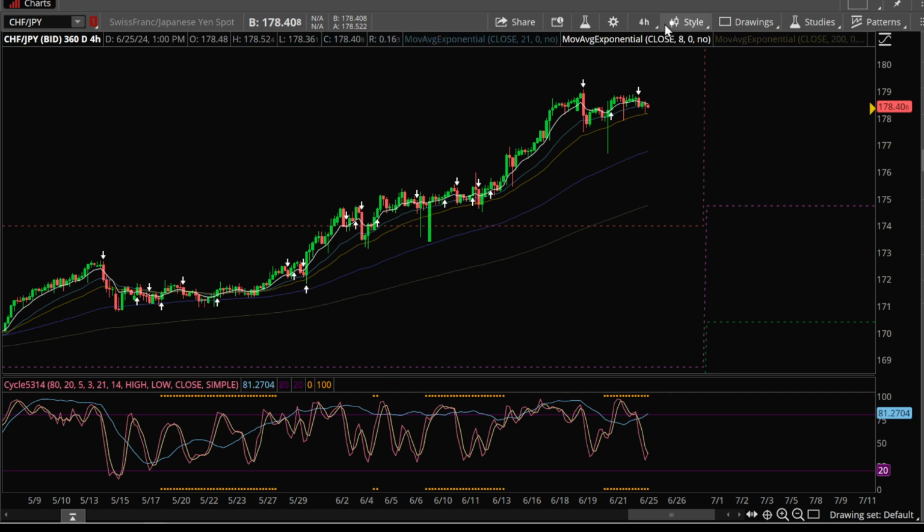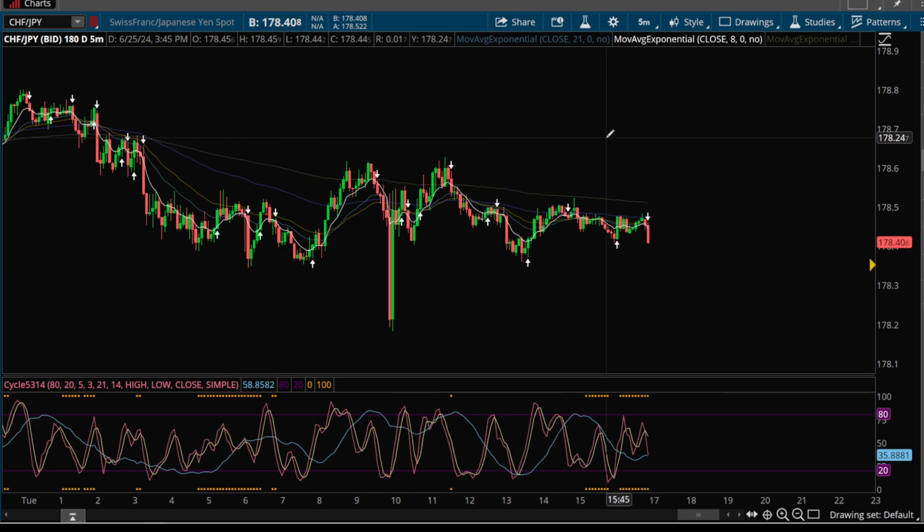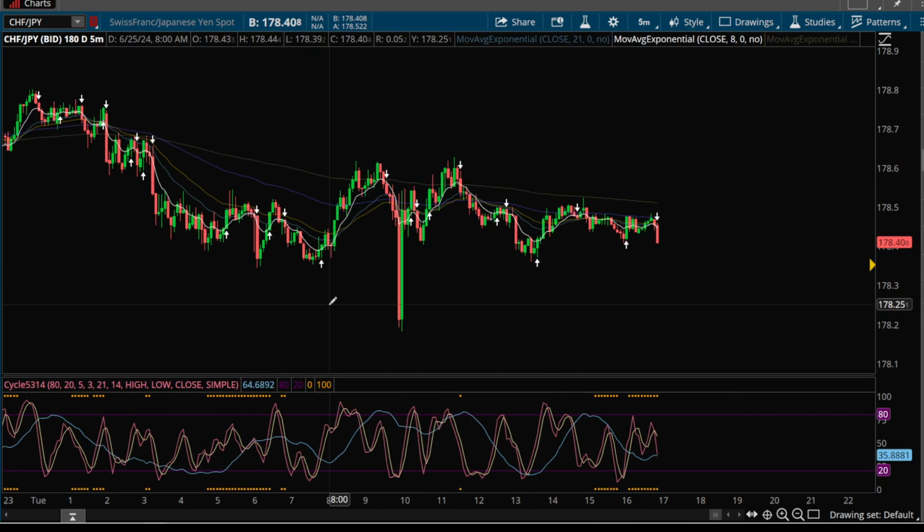Swiss yen, 5-minute chart. I posted a 5-minute trade on this earlier in the day.